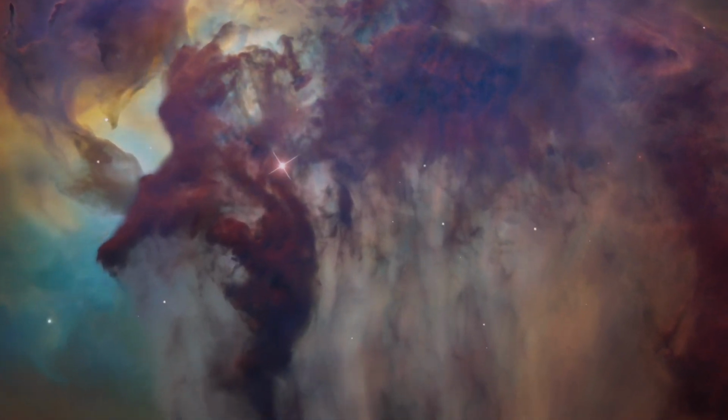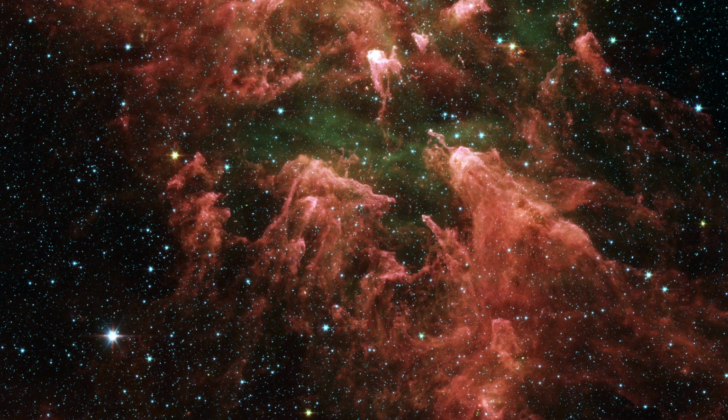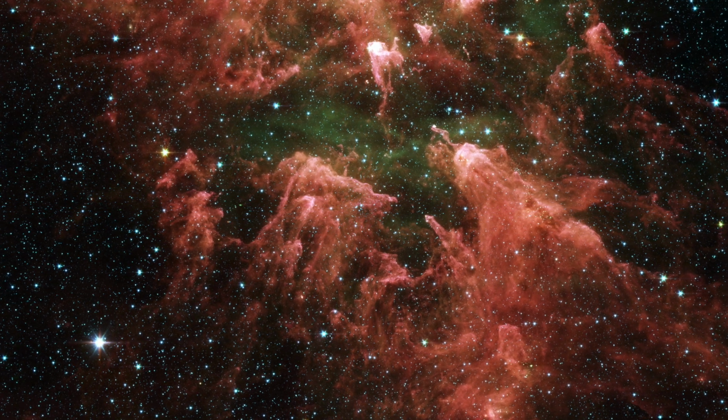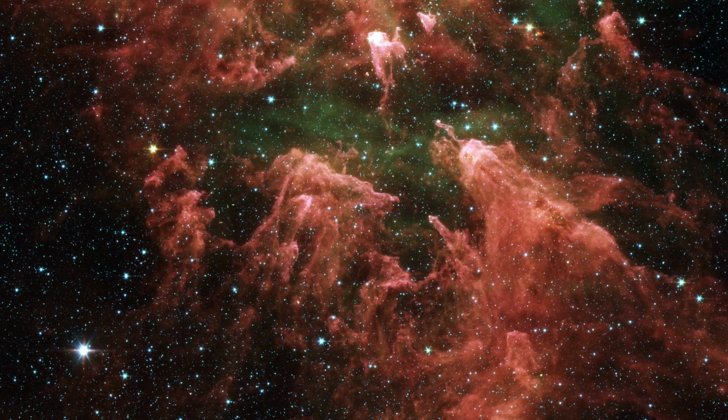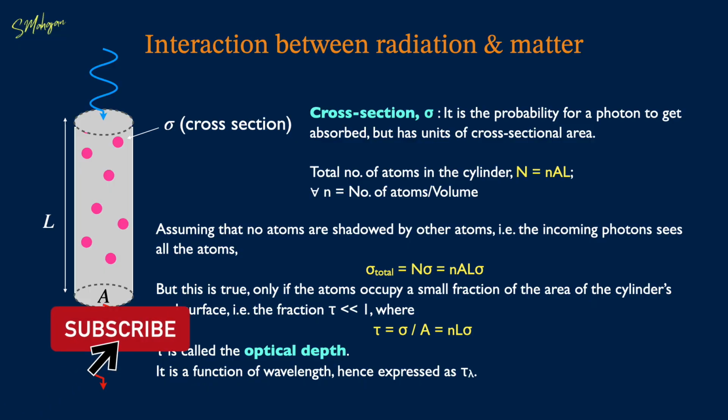Now we know that dust is an important part of the interstellar medium. As we have discussed in our earlier videos, dust absorbs the short wavelength photons but allows the long wavelength light to pass through. Let's try to quantify this idea. In order to understand the interaction of radiation with matter, we consider atoms as spheres of radius r. So a beam of photons sees an atom as a circle of area pi r squared, and if the beam is in this area, it will get absorbed.